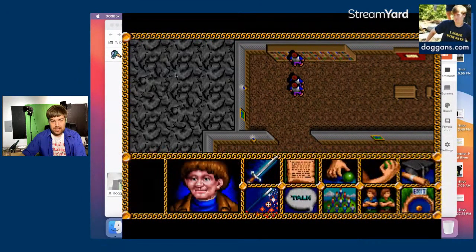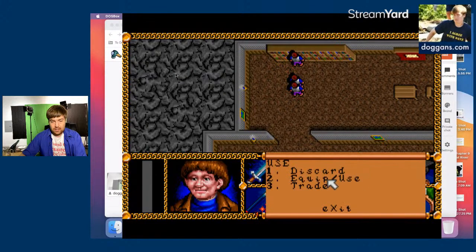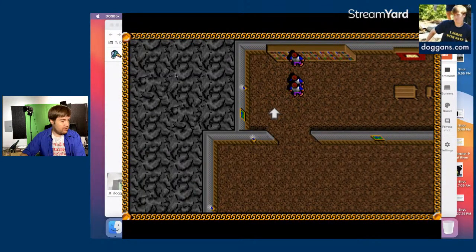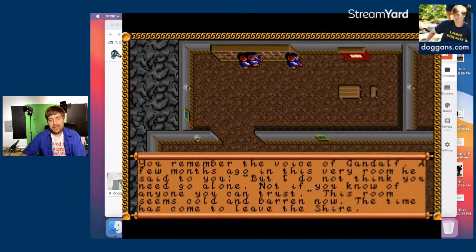Let us investigate. Can I get... Nope, can't get anything from the bookshelf. The bookshelf is strictly decorative. How many fireplaces are there in Bag End? You remember the voice of Gandalf a few months ago in this very room. He said to you, but I do not think you need go alone, not if you know anyone you can trust. This room seems cold and barren now.